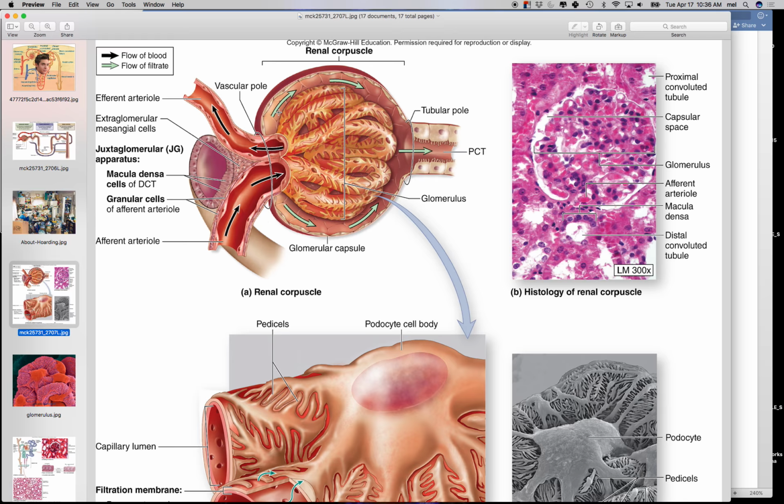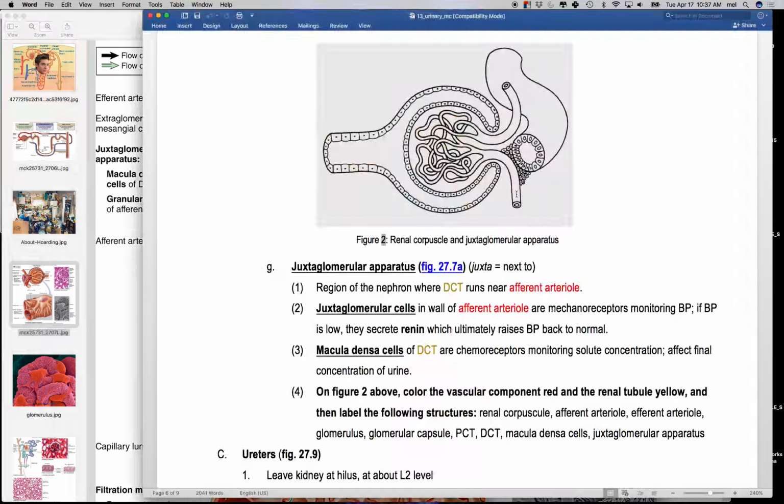And collectively, what is this called? Juxtaglomerular apparatus. Not easy to say or spell. Good? Okay. So the only thing I don't like about this picture is that you can't tell the difference between the afferent and efferent arteriole because they didn't draw them different diameters. But other than that, this region is the juxtaglomerular apparatus. Good? Go ahead.